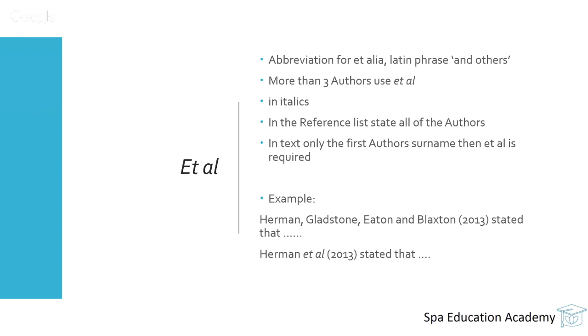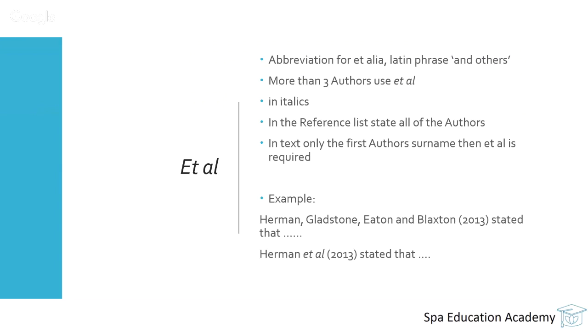Et al. If you have a book which has more than 3 authors in it, and you're finding that when you're writing your assignment, you have to put Smith, Puszko, and Melanie, 2017, it's just too many authors to keep on writing in your assignment. So if you have more than 3 authors, you can write the word et al. Okay, so have a look at the top here. Abbreviation for et alia is the Latin phrase. It means and others. So if you have more than 3 authors, you can use the word et al.